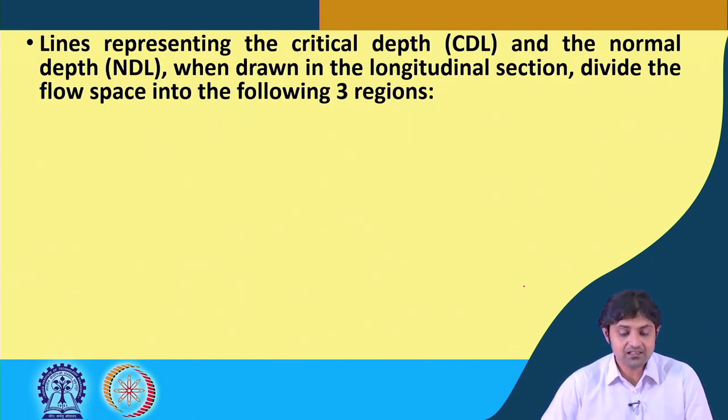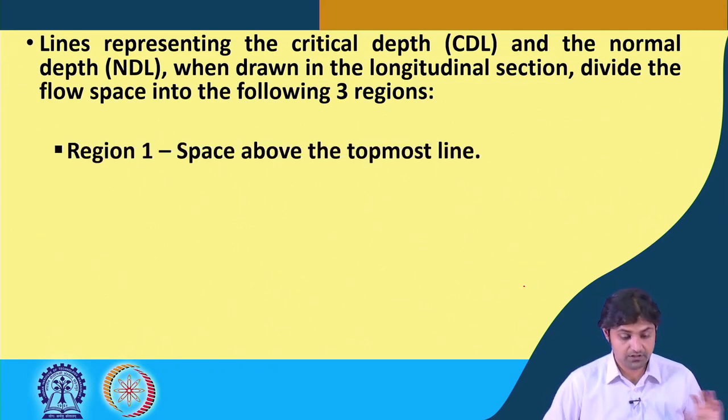So, the line which represents a critical depth is called CDL and the normal depth line is called NDL. When drawn in longitudinal section, they divide the flow space into the following 3 regions. You are going to see.